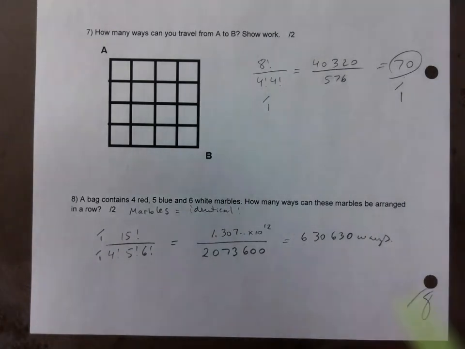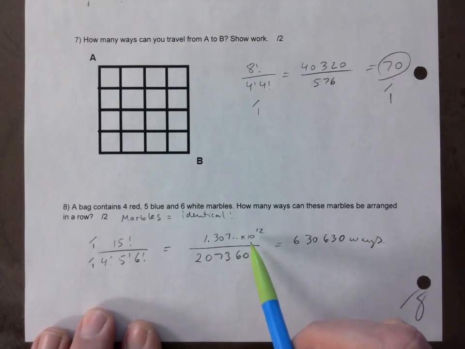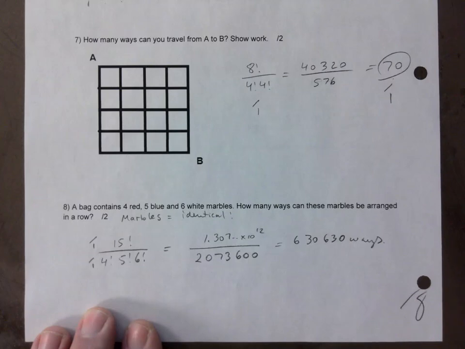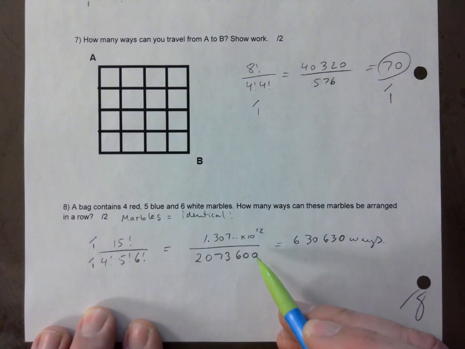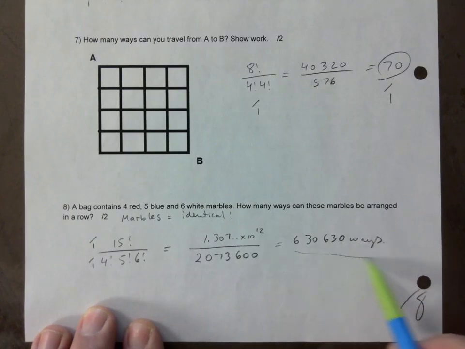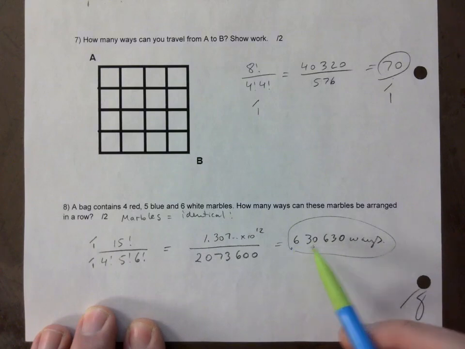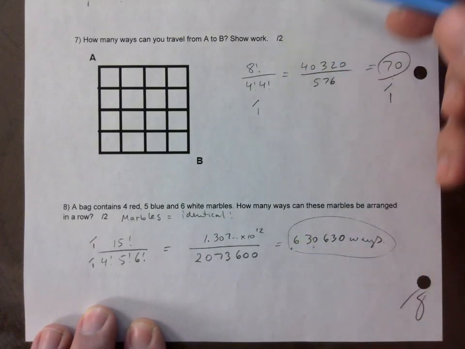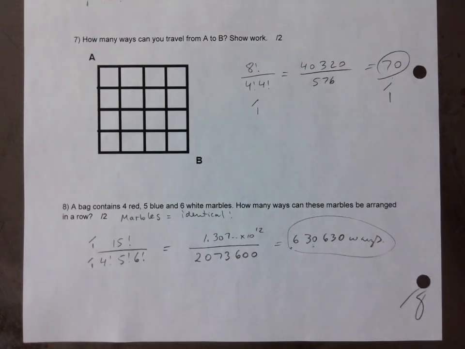You get a really big number, 15 factorial. I think it's scientific notation at that point. I didn't use this calculator right here because I was at home doing this. But anyway, when you divide out, you get 630,630. Okay? So that's 2 marks for this part. So that'd be 2, 4, 6, 8. The back side is worth 8 marks.